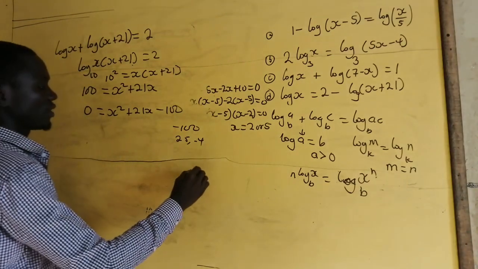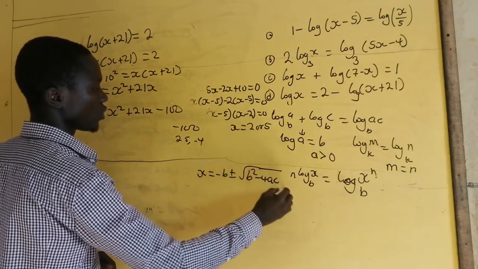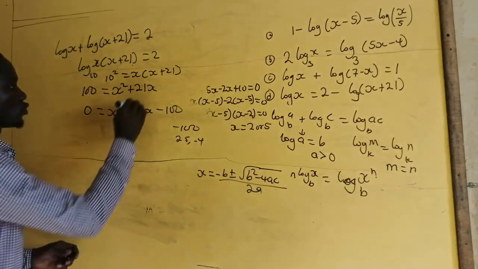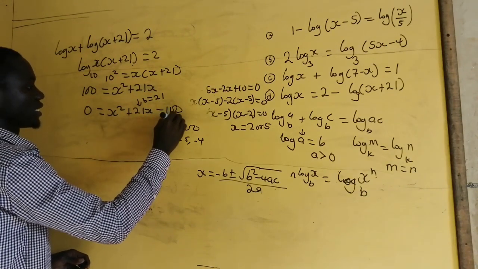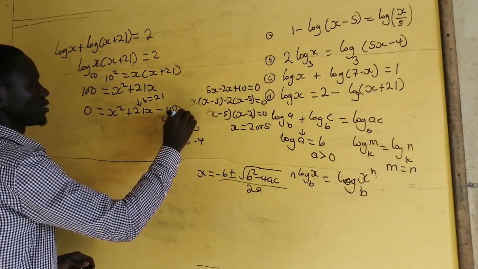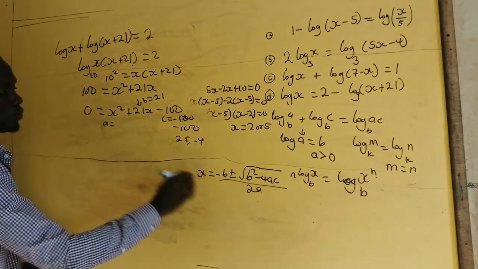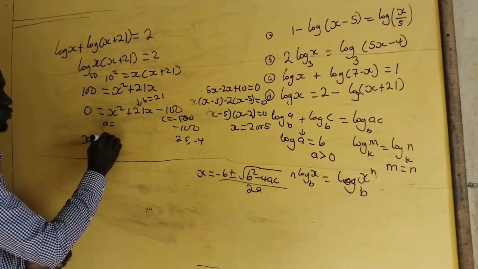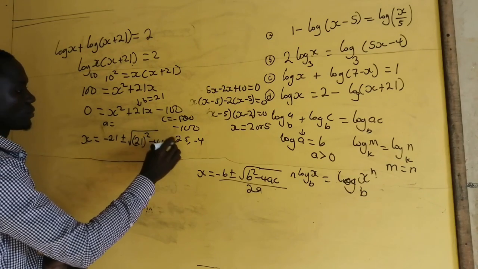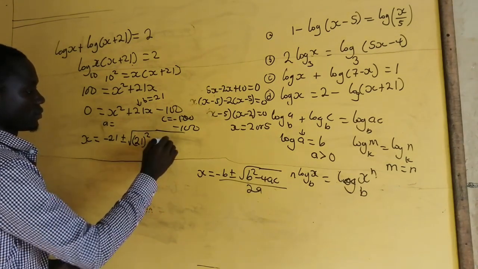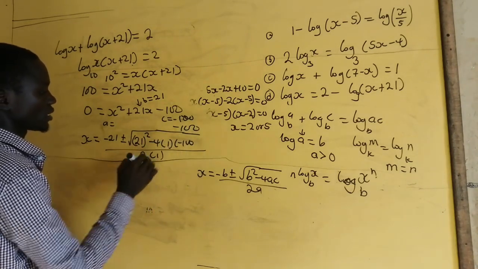For the quadratic formula, we have x equal to negative b plus or minus the square root of b squared minus 4ac, all divided by 2a. So here, b is positive 21 and c is negative 100, and a is positive 1. So we put them here. We have x equal to negative 21 plus or minus the square root of 21 squared minus 4 times 1 times negative 100, all divided by 2 times 1 since a is 1.